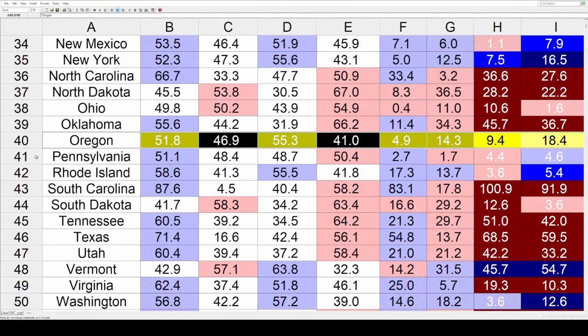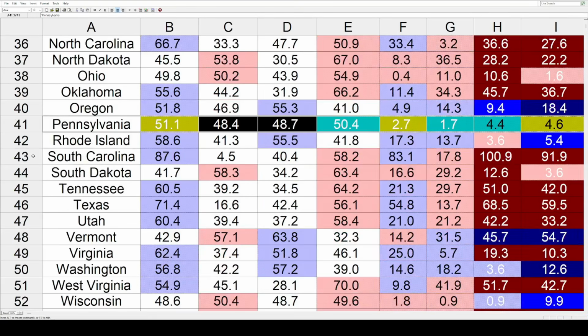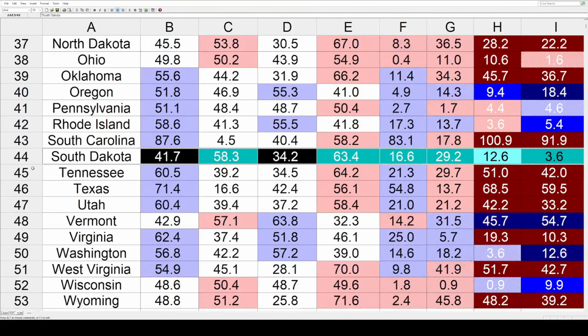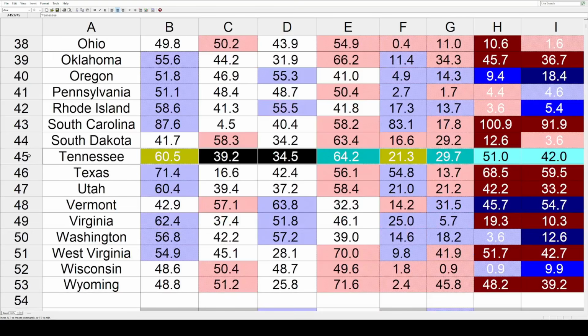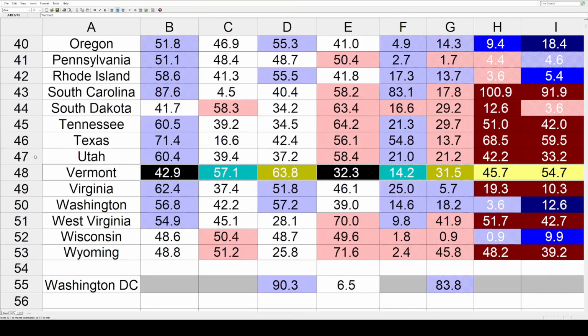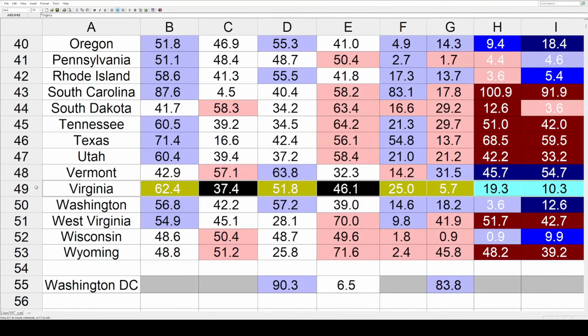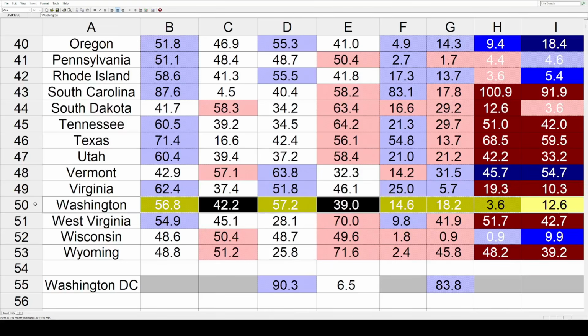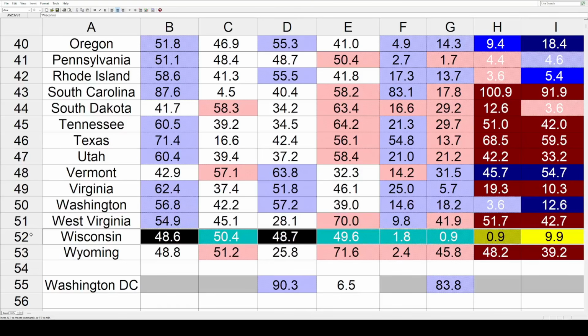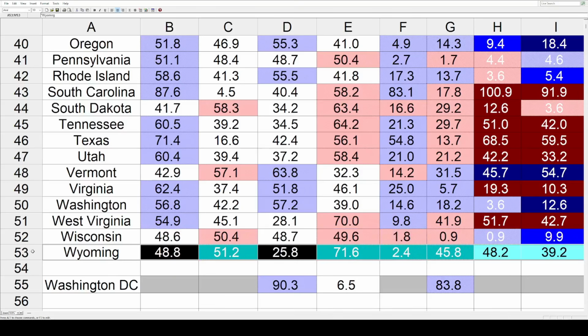Then in the other direction, it's Oregon at 18.4. Pennsylvania 4.6. And Rhode Island 5.4. Then toward the GOP, it's South Carolina at a major 91.9. South Dakota, a milder 3.6. Tennessee, 42. Texas, 59.5. And Utah, 33.2. Vermont had the biggest blue trend out of all the states, coming in at a big 54.7. Virginia was double digits toward the Republicans at 10.3. Washington, other direction, 12.6. West Virginia, redder at 42.7. Wisconsin, bluer at 9.9. And Wyoming, again redder at 39.2. So those are all the states and all the trends.